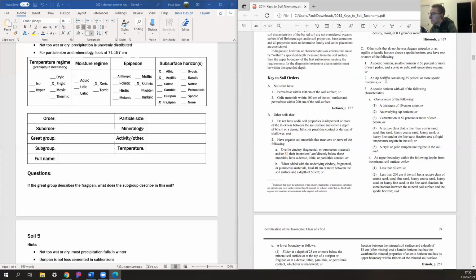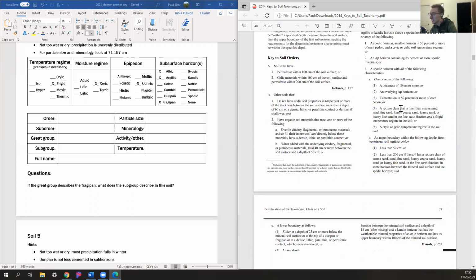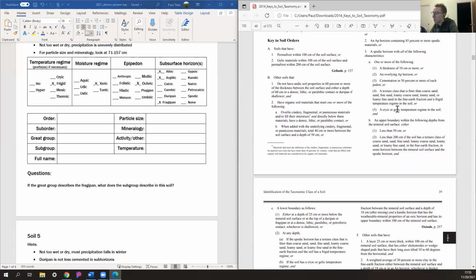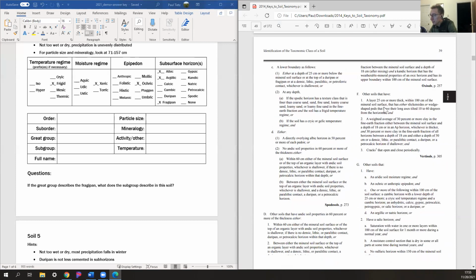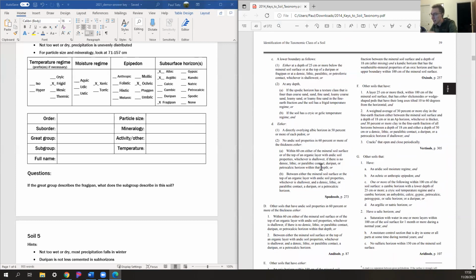You can work your way through, yeah, Ap horizon containing 85% or more spodic materials, or spodic horizon with all these characteristics. We don't have that spodic horizon. So even though it might probably be an option for some North Idaho forests, we are going to skip past spodosols because we're missing that horizon.